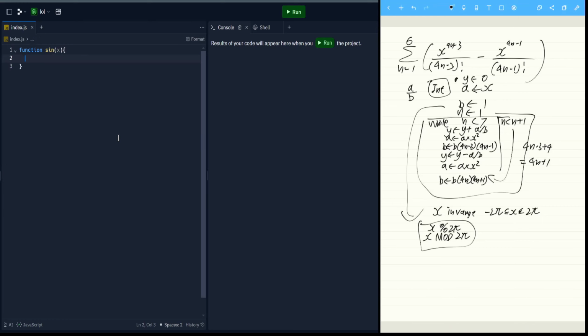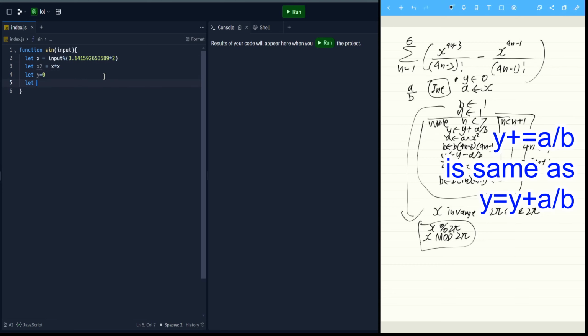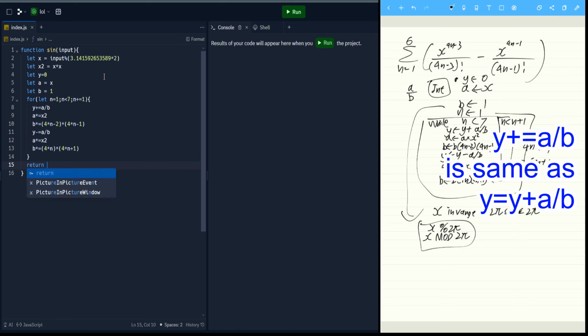Now it's coding time. Using JavaScript is my personal preference, don't bully me. So, you know, because programmers are lazy, I just simply use y plus equals a over b instead of y equals y plus a over b. Why not, if it does the same thing, I mean?